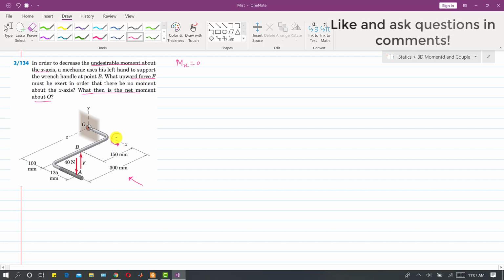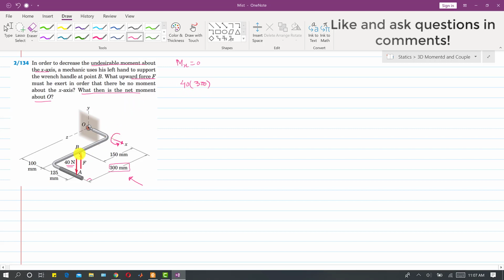If we curl our right hand fingers, the thumb will point in this direction. So the moment due to this 40 Newton force at point A is in the positive x direction. What will be the magnitude of that? I will write that the magnitude is 40 times the perpendicular distance from the x-axis. This is the perpendicular distance of the 40 Newton force from the x-axis. So this is 300 mm, so I will write 300.